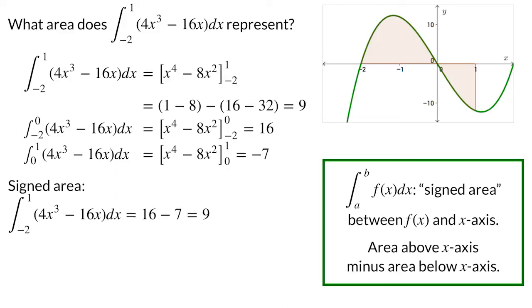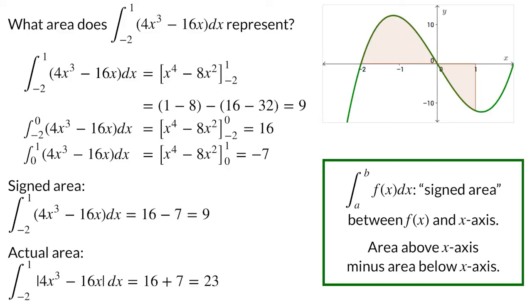If we want to calculate the actual area, we have to take the absolute value. The absolute value doesn't change the integral from -2 to 0, as the function is positive there. However, it multiplies the function by -1 for x between 0 and 1, changing the -7 to 7. The actual area between the curve and the x-axis is 16 plus 7, which is 23.